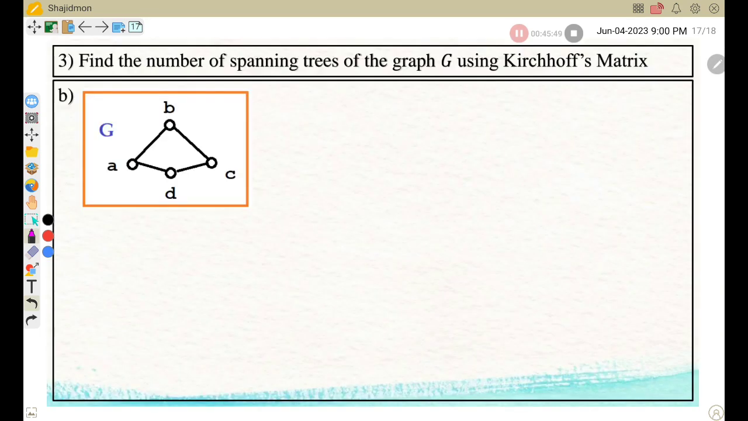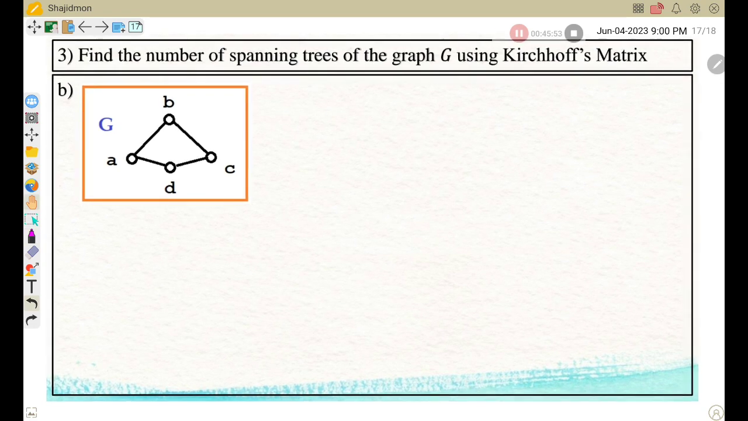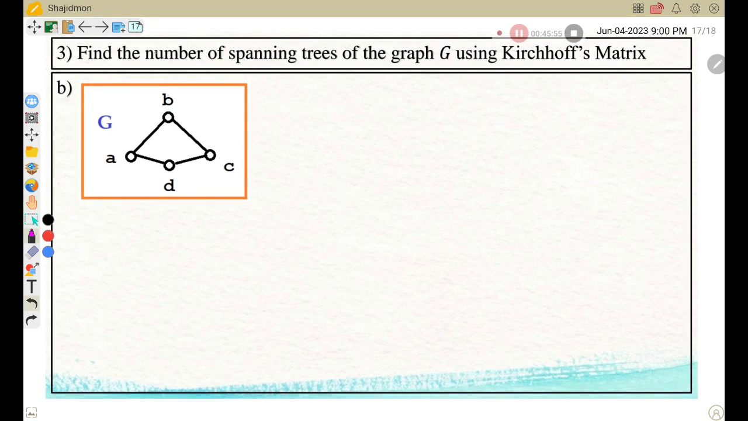One more question, same model I'm doing here. Question number 3b part. Find the number of spanning trees. Same question. Find the number of spanning trees of a graph G using Kirchhoff matrix. Okay. So one graph is given here. I'm going to step 1 first. Step number 1. First we need to calculate what is the adjacency matrix of the given graph. Adjacency matrix.